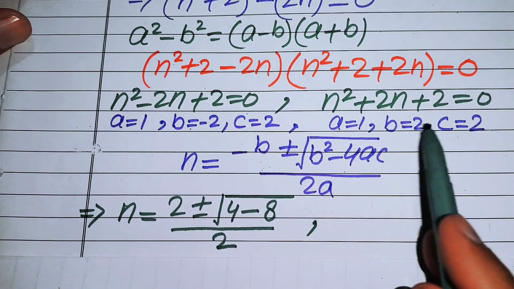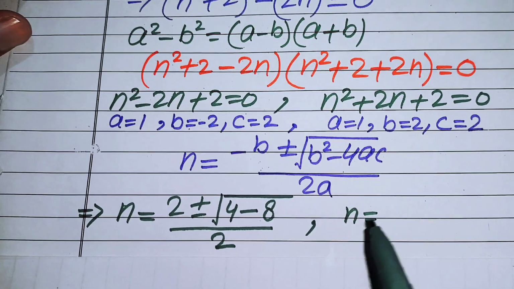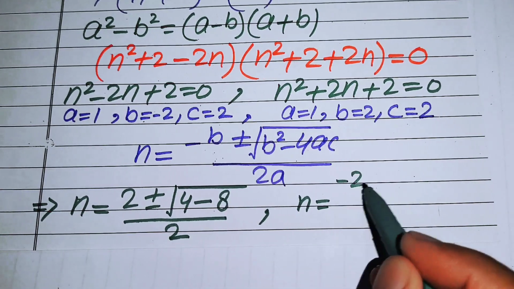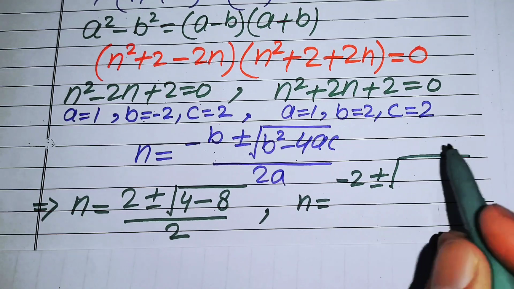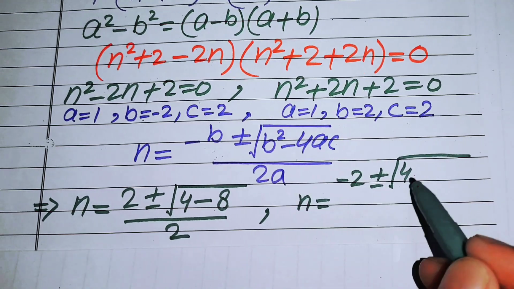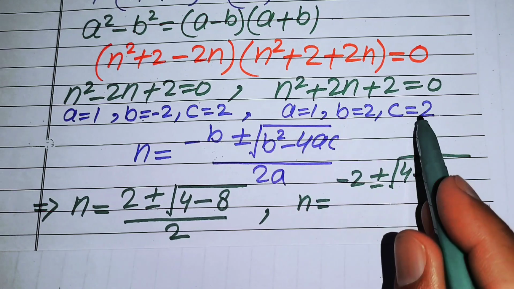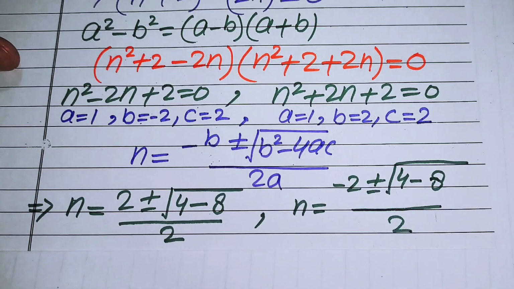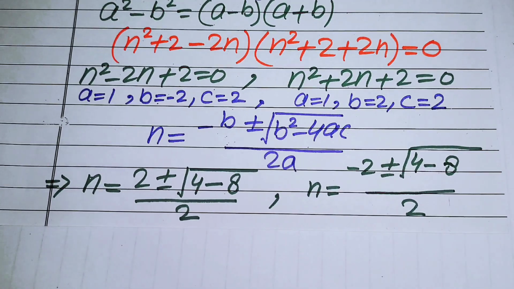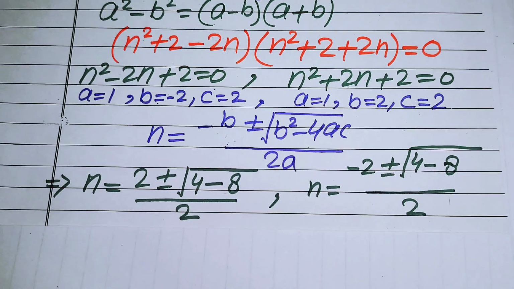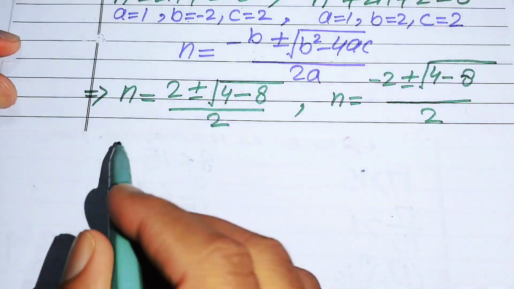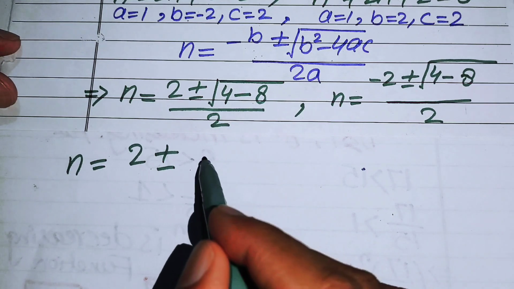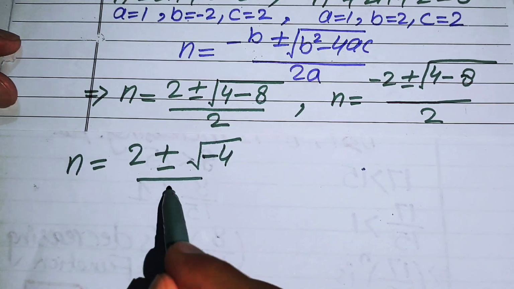And similarly, when you put these values here, you will get n equals minus b. Here the value of b is 2, so minus 2, plus minus square root of b squared, which is 4, minus 4 times ac. A is 1 and c is 2, so it is again 8, and this whole over 2. So here we have these two parallel forms of the quadratic equations. Now we will make more simplifications. You have n equals 2 plus minus square root of 4 minus 8, which becomes minus 4, over 2.